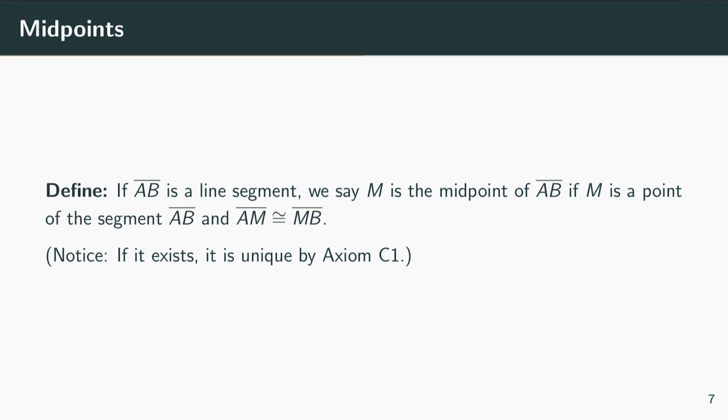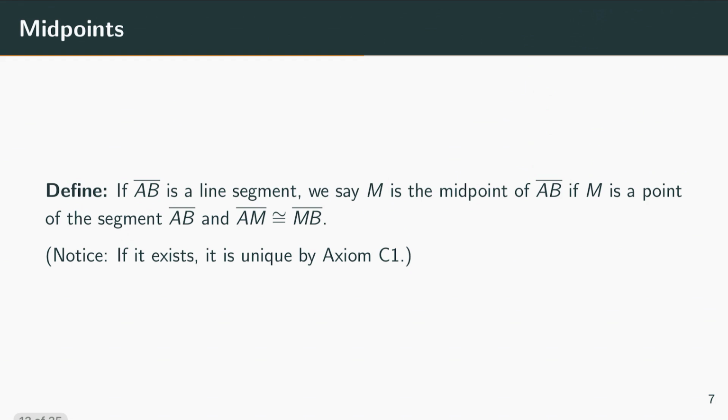And now we're going to define the midpoint of a segment. I'm going to say that if AB is a line segment, M is the midpoint of AB if M is a point of the segment AB, and the segments AM and MB are congruent to each other. Right? A fairly normal definition, but we're not guaranteed that it exists, at least not yet. We need to do some work to show it exists.